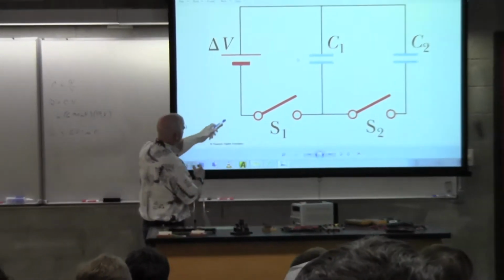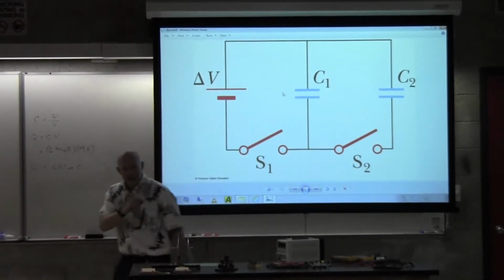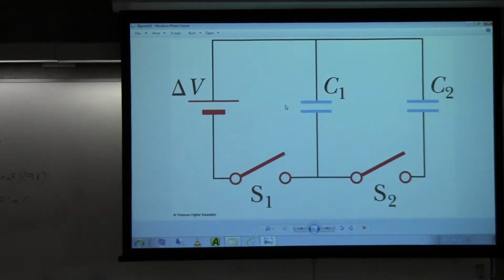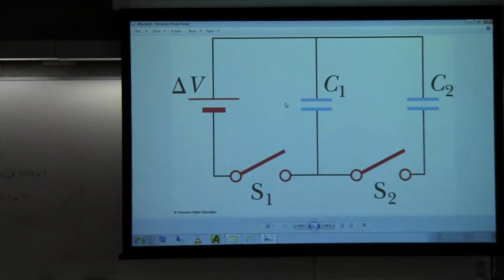So the other ones you know about, here's capacitors, here's voltage. Let's read the problem here. Here's what it says. It says, consider the circuit shown in figure 19. C1 is 6 microfarads and C2 is 3 microfarads, and the delta V is 20 volts. Capacitor C1 is first charged by closing switch S1.